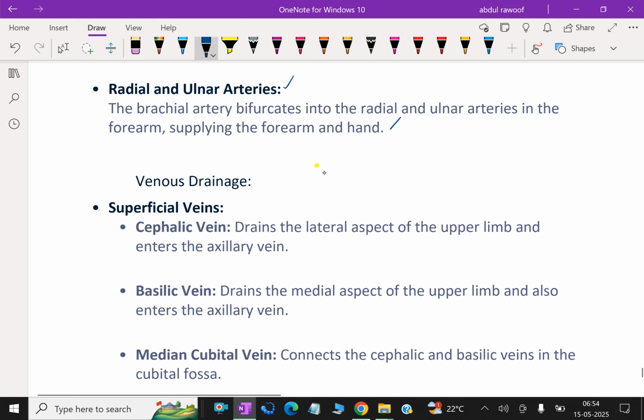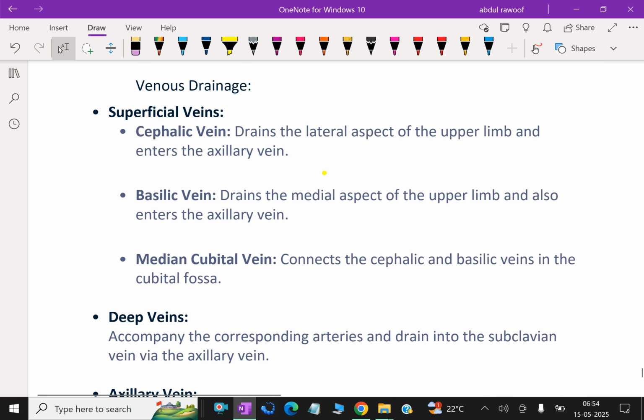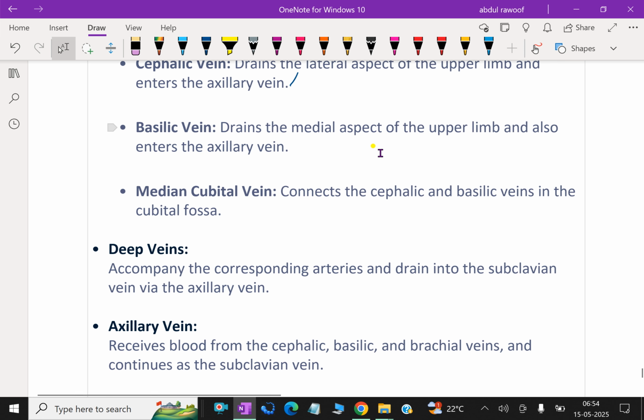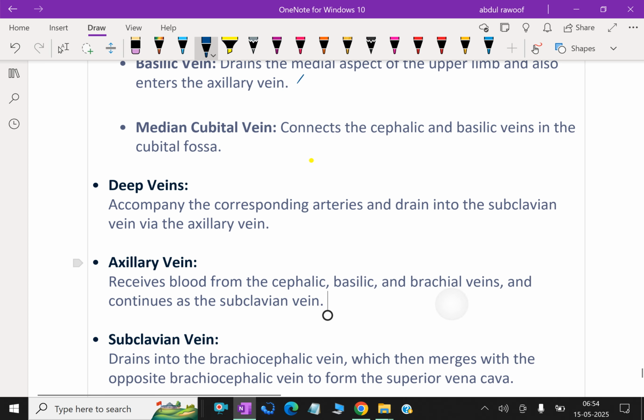Venous drainage. Superficial veins. Cephalic vein drains the lateral aspect of the upper limb and enters the axillary vein. Basilic vein drains the medial aspect of the upper limb and also enters the axillary vein. Median cubital vein connects the cephalic and basilic veins in the cubital fossa.